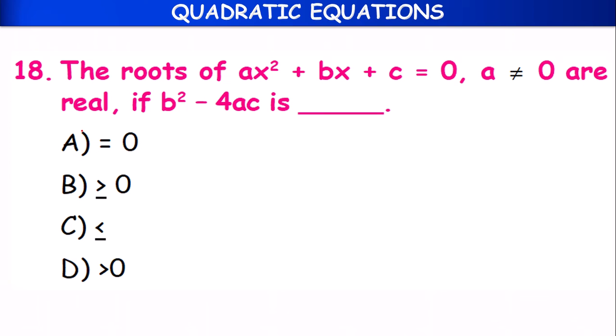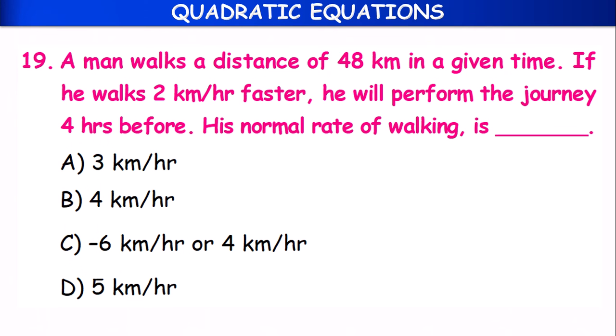Next, children, we have the 18th question. The roots of ax square plus bx plus c equal to 0, where a is not equal to 0, are real if b square minus 4ac is dash. These roots will become real when the discriminant value is greater than or equal to 0. So option B is correct.